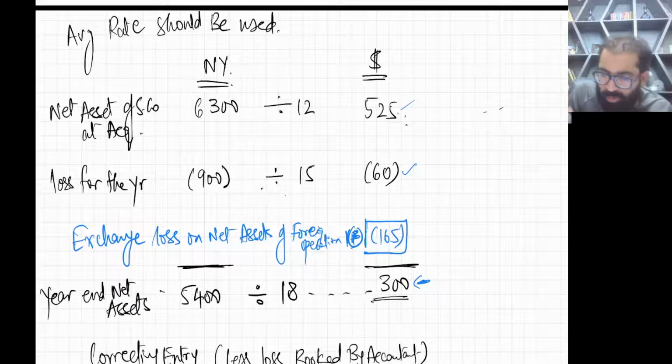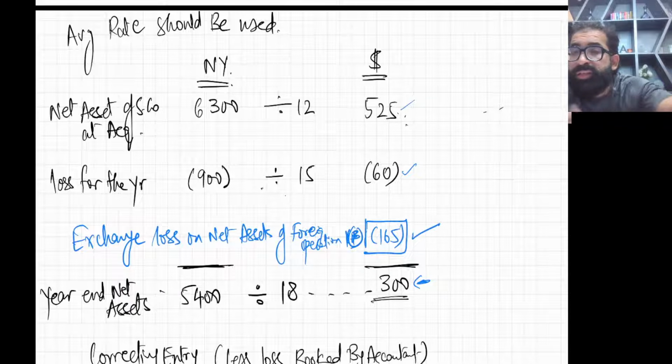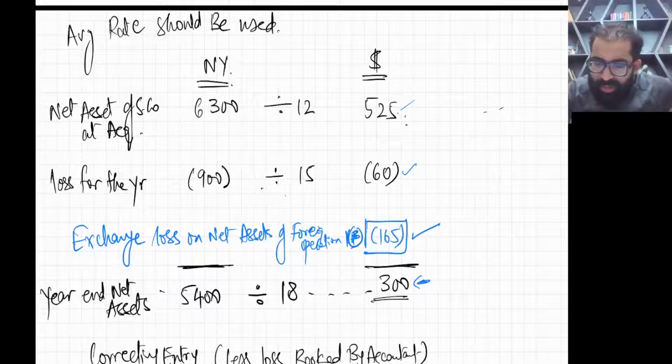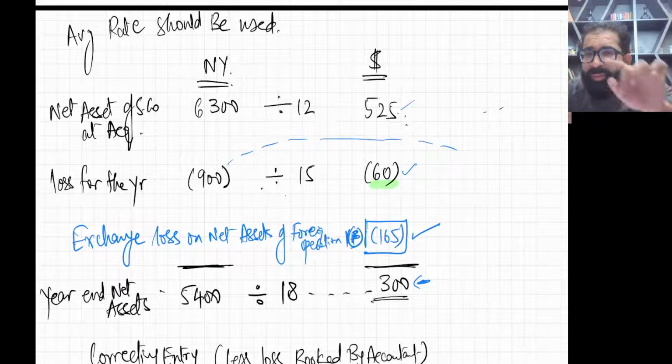Now use your common sense. I've solved this 100% correctly. When I solve it correctly, the exchange loss, the translation reserve to be debited, is 165. But in the question, you can see it's 175. They calculated 175, but in reality it's 165. There is a difference of 10. Why is there a difference of 10? Let me explain. Because they calculated this figure wrong.